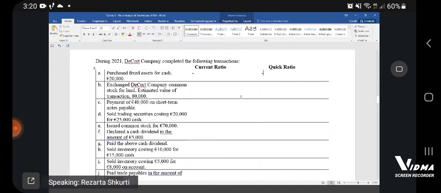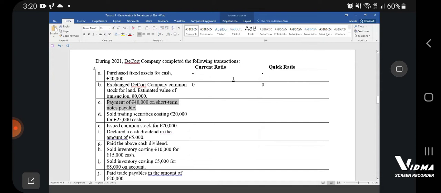Exchange the common stock for land. Estimated value of transaction, a certain value over there. So we exchange common stock for land. Any change in the current ratio? No. Any impact in the quick ratio? Neither for this one. Payment of short-term notes payable.